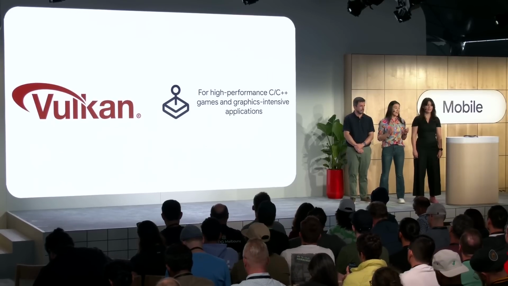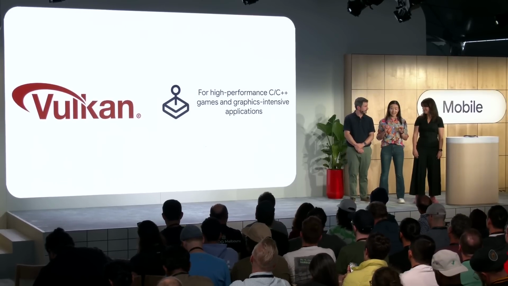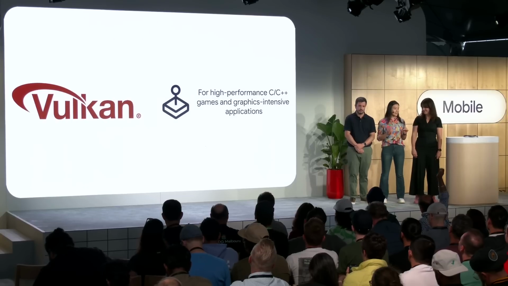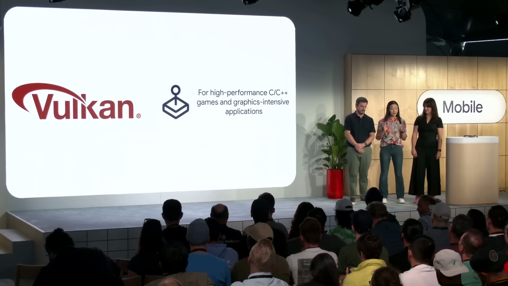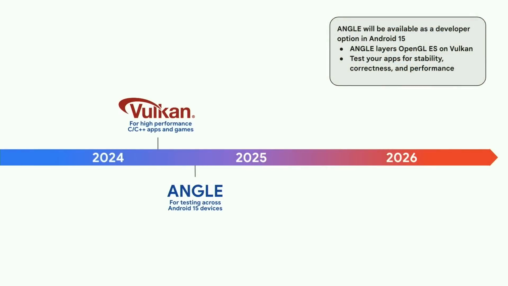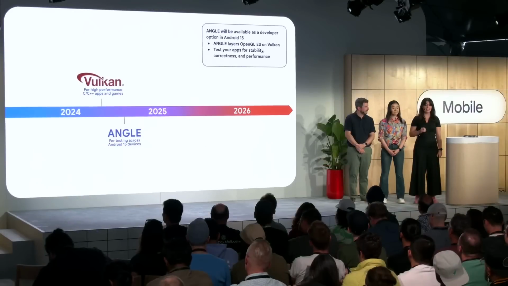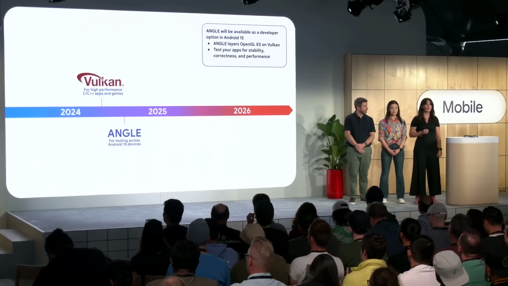It is available since Android 7 and is our recommended API for building high-performance C, C++ games and graphics-intensive applications. And it also has support from all modern game engines. So Android 15 includes Angle as an optional layer running on top of Vulkan, which will help standardize the Android OpenGL implementation for improved compatibility and, in some cases, improved performance. You can test out your OpenGLES app stability and performance with Angle using a developer option.